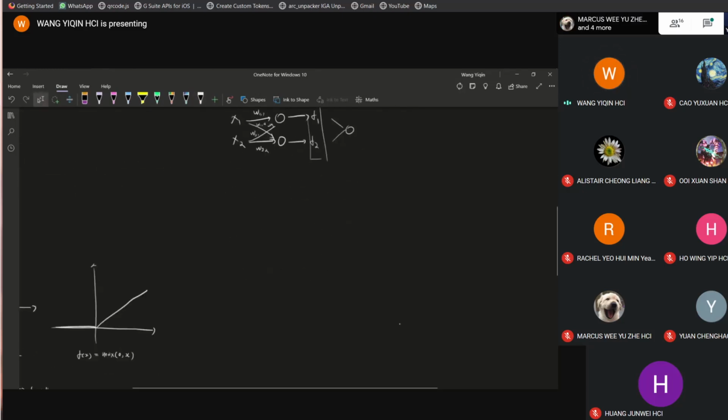So let's say we have a data set that looks something like this. X1, X2. We use different colors for different data points. So let's say we have pink color here, and then some pink here.